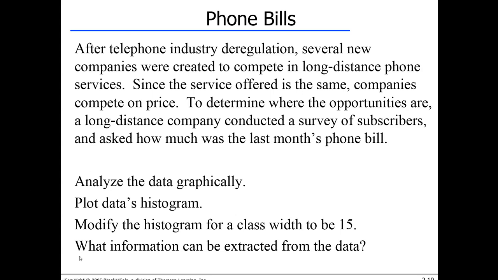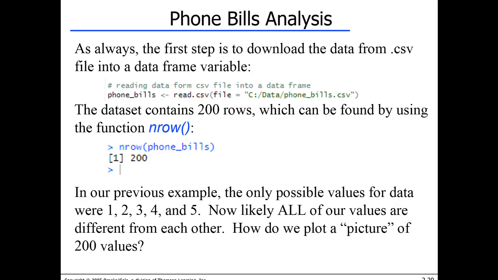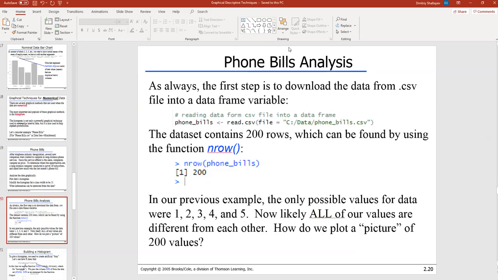So here is our assignment for this data set. Analyze the data graphically. Plot the data as a histogram, that's what it means. And then change the histogram so the class width is $15. I don't know what that means, we'll see. And what kind of information can we extract from the data? Well, let's go ahead and take a look at the data set.